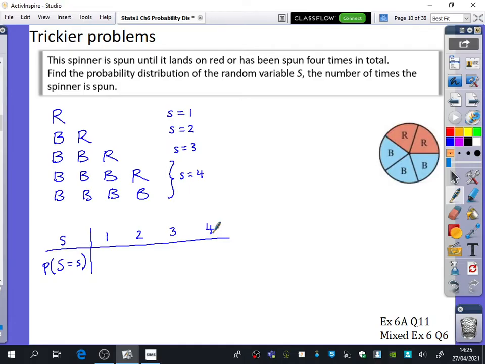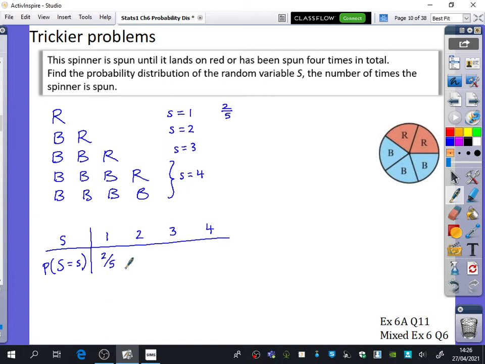So some of these are going to be pretty easy to fill in. What is the probability that the spinner is only going to be spun once and then it's game over? 2 over 5, because that's it just landing on a red. So the probability of this first one, of it just being a red, is just 2/5. So that's a really easy one.